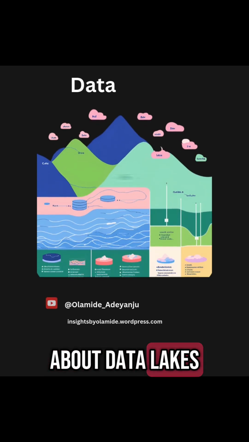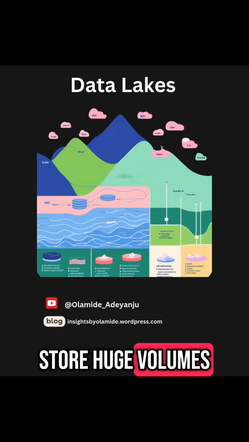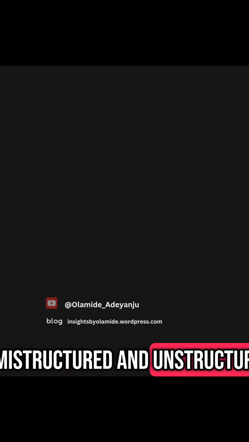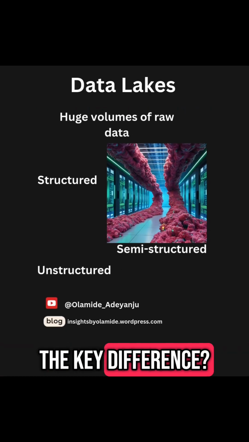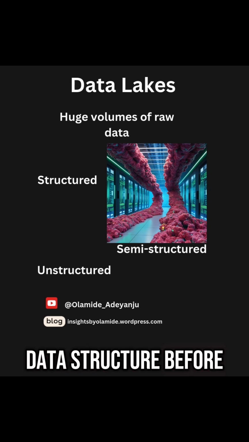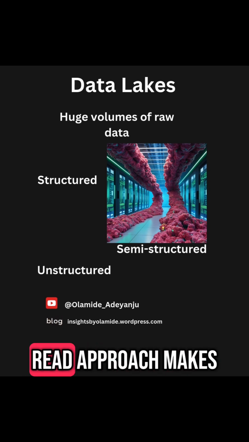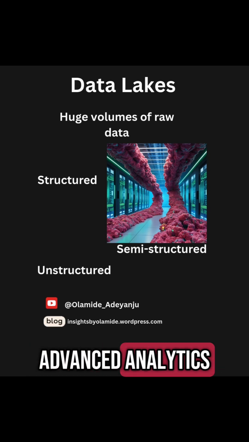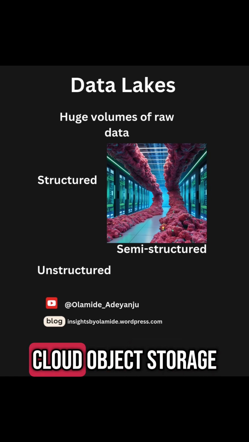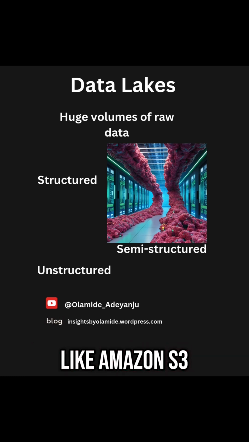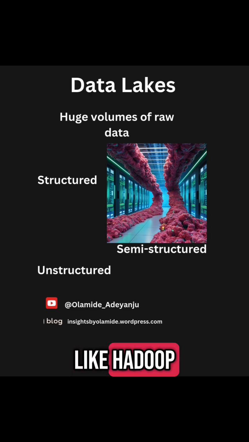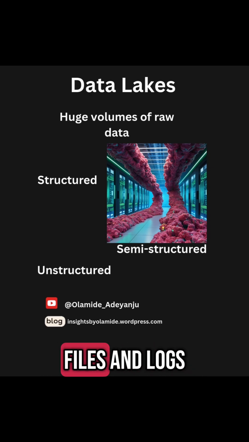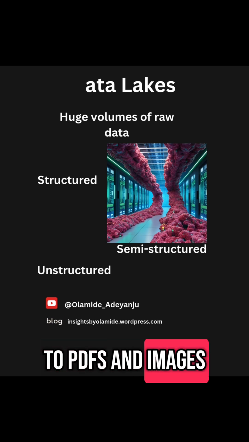Next, we talk about data lakes. Data lakes can store huge volumes of raw data, whether it's structured, semi-structured, or unstructured, all in one place. The key difference: you don't have to define the data structure before storing it. This schema-on-read approach makes data lakes ideal for data science, machine learning, and advanced analytics. Data lakes often use cloud object storage like Amazon S3 or distributed systems like Hadoop, and they can handle a wide variety of data formats, from CSV files and logs to PDFs and images.